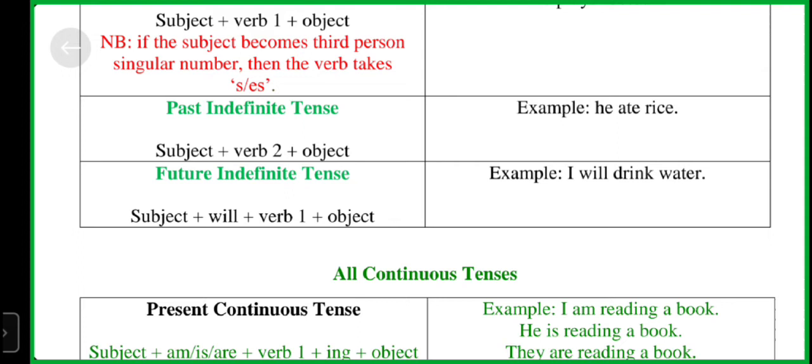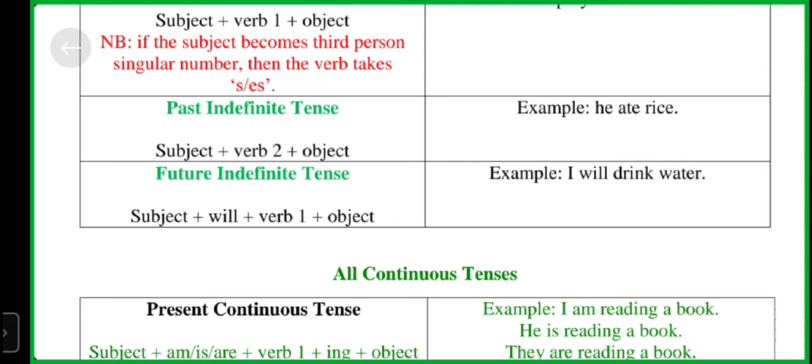Here, he ate rice. If I say we ate rice, they ate rice, she ate rice, Karim ate rice, there is no change. We ate rice, they ate rice. In every case, for any subject, the verb remains the same every time.